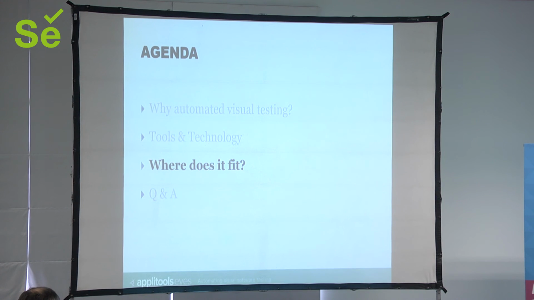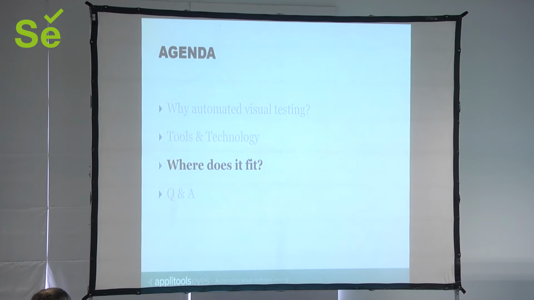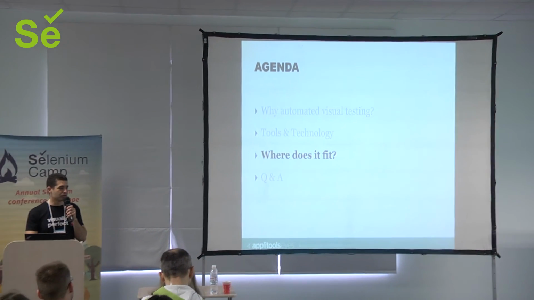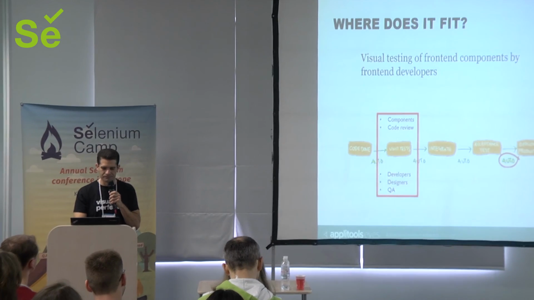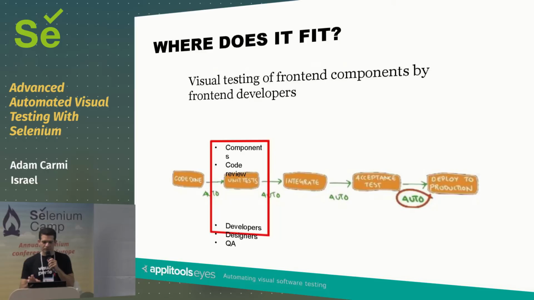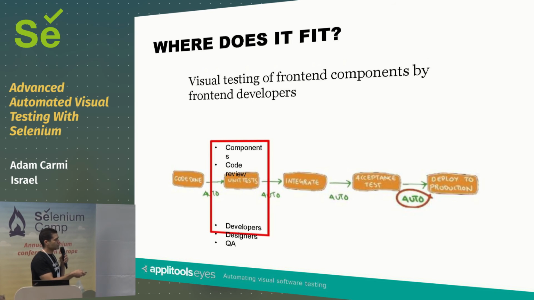Okay, and that leads us to the final part of the talk, and it's where does all of this fit? How can it plug into your existing processes? 2 minutes. Okay, so the quick answer is that it fits in all the stages. When it comes to unit tests, it's common for front-end developers to use those quick feedback tools or other tools to do visual unit tests of their components.